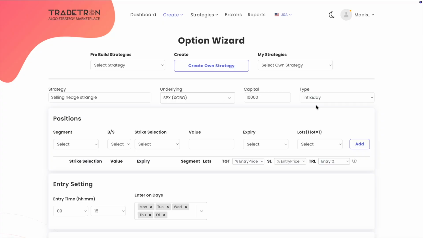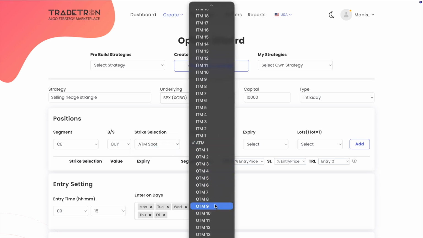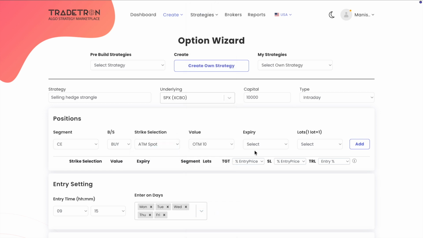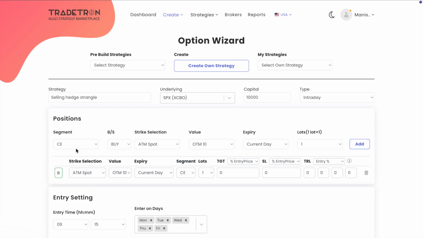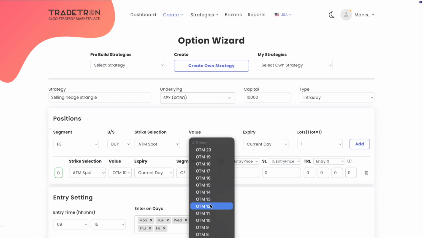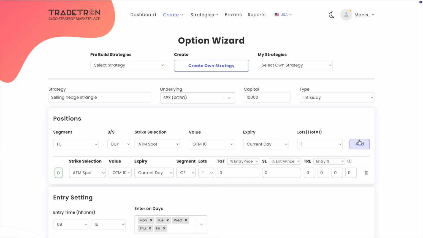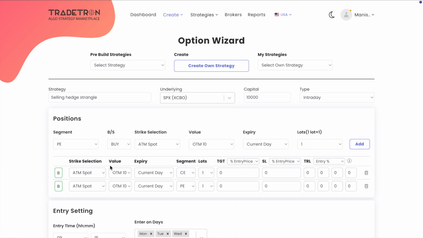Now let's start building the positions. First, we'll add the hedge buy legs. Select segment as call, action buy, strike as ATM spot, and then set strike value to OTM 10. Choose expiry as current day, quantity as 1 lot, and click on Add. Now let's add the put hedge leg. Just change call to put, keep strike value as OTM 10, and click Add.